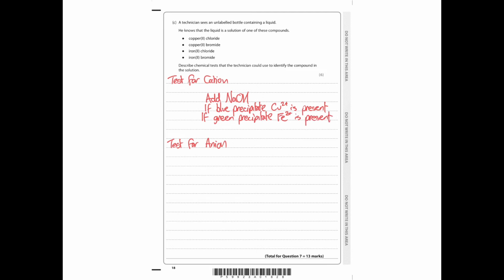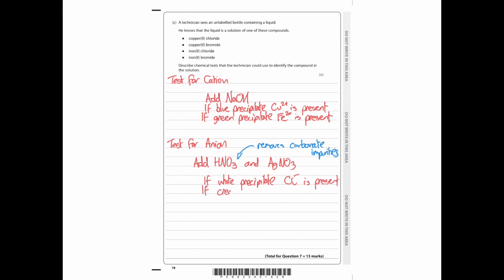The test for halide ions involves using nitric acid and silver nitrate. The reason you add nitric acid is to remove any carbonate impurities that might be present in your compound. If chloride ions are present, then you get a white precipitate forming. If bromide ions are present, then you get a cream precipitate forming. Hopefully it's easy to see that the test and the positive result for both cations are worth 3 marks, and the test and the positive result for both anions are also worth 3 marks.